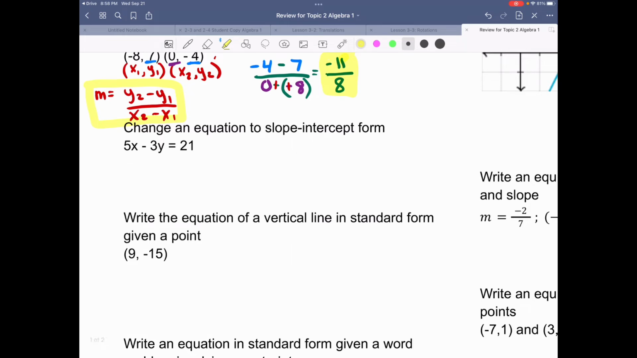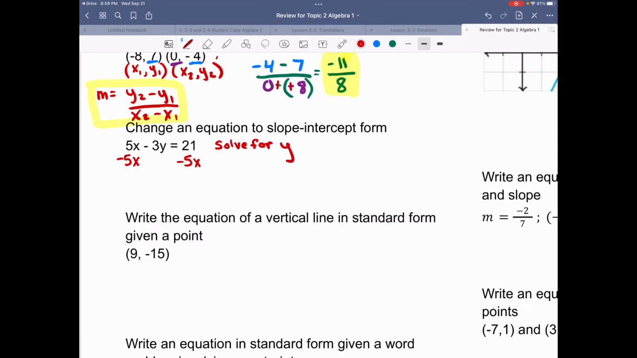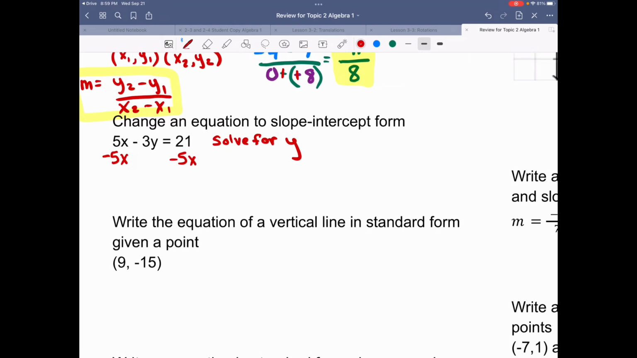In this next example, it says change an equation to slope-intercept form. This is also an important concept. We want to solve for y. So what we're going to do is subtract 5x. So what we're doing is we're solving for y. And that cancels, leaving us with -3y. Be careful that you bring that negative down.